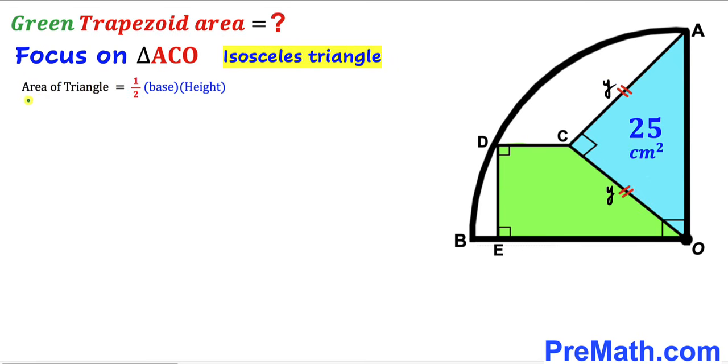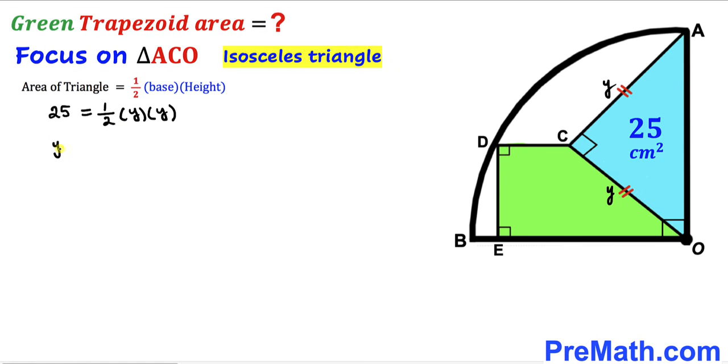Now let's recall the area of a triangle formula. Area is always equal to a half times base times the height. For this blue shaded triangle, this y is our height and this y is our base as well. The area of this blue shaded triangle has been given to us as 25. So let's fill in the blanks in this formula. We got 25 equals a half times base y and the height y as well. Therefore, let's simplify.